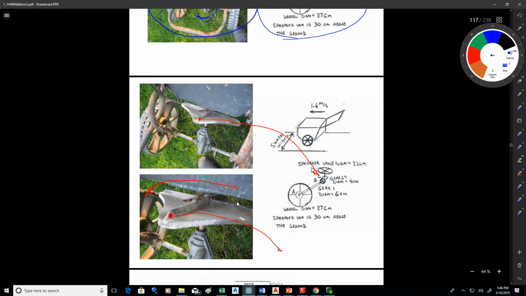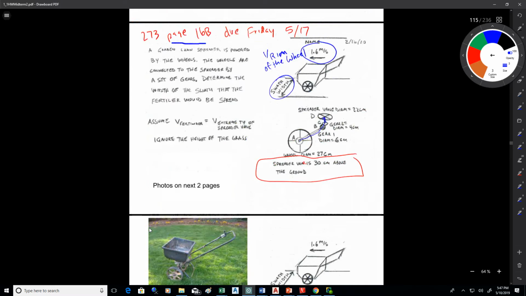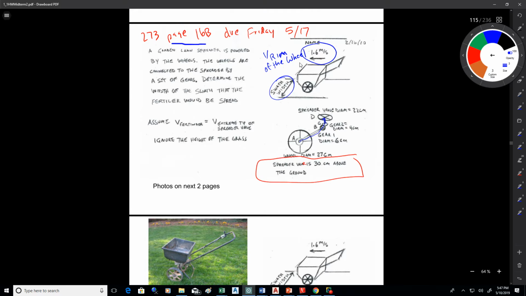We're going to throw the fertilizer in both directions, so based on that we want to find the width of the swath, how widely the fertilizer is dispersed. That's the goal here. You've got the rim speed of the wheel, which is the velocity at which you're pushing the fertilizer spreader, 1.6 meters per second. So that would be the rim speed of A. You just want to build yourself a chart like we just did. Work your way from B to C and then up to D. You're given the diameters of all these things, and your goal is to find the rim speed of D.